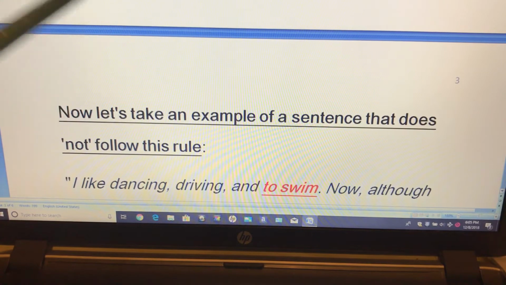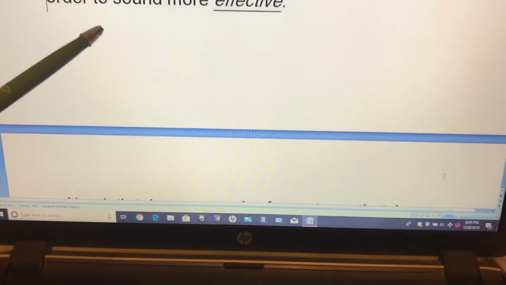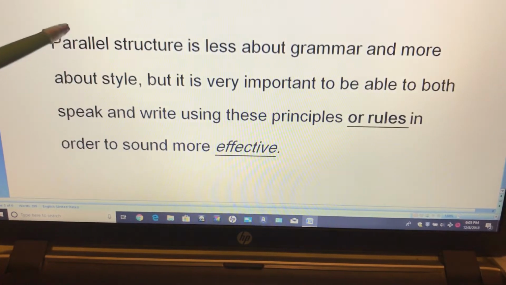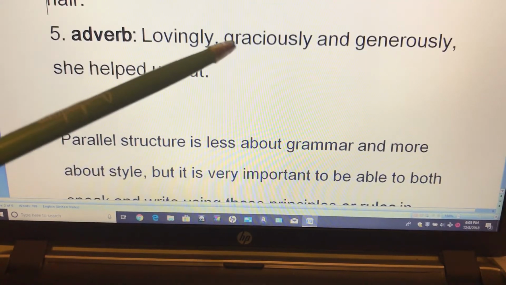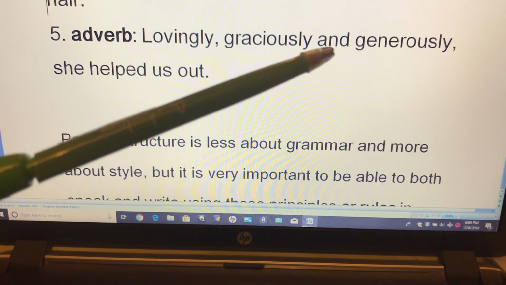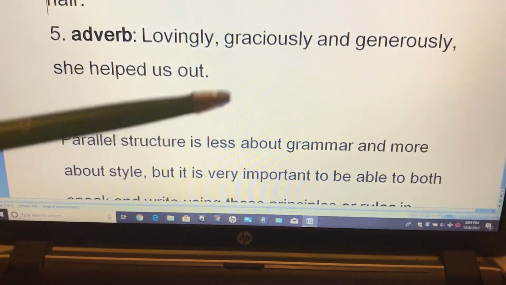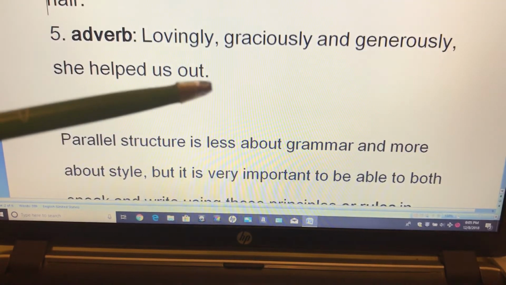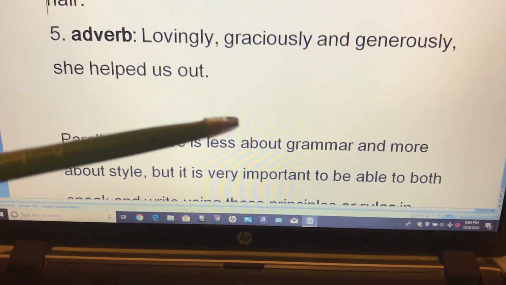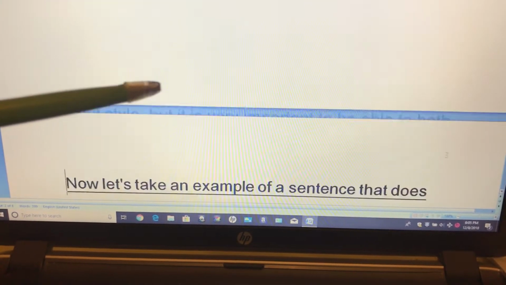As I said before with the graciously sentence, right here, graciously, lovingly, and being generous, she helped us out, right? It sounds a little clumsy, you know, that's the word I was looking for.